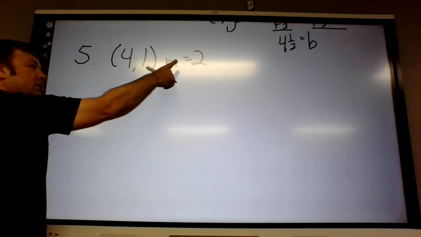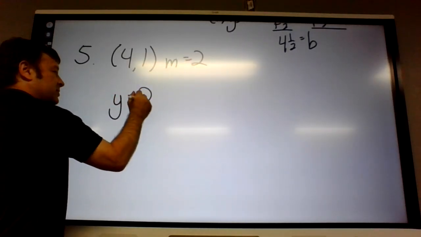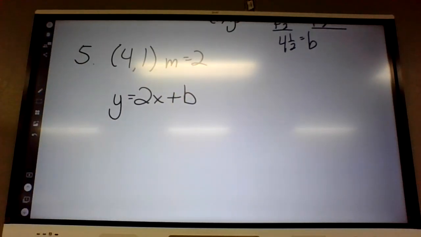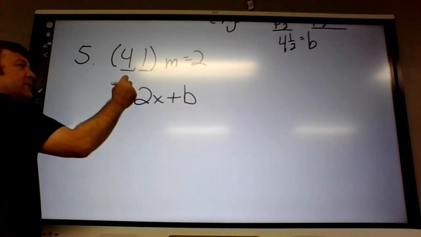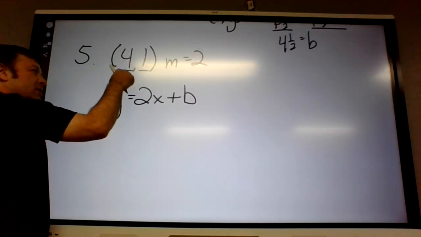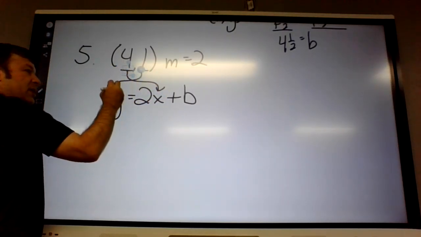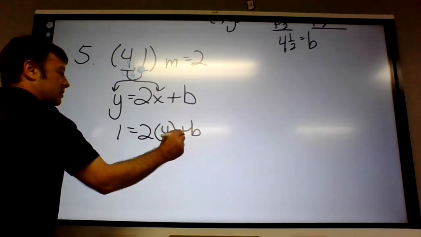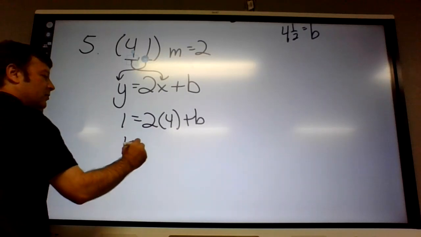Okay, so we know the slope is 2 because they just told us that. So it's y equals 2x plus b. How do I find the b value? Right, we can plug in the x and y that they gave us, and if this is a point on the line, it's a solution for the equation. So x goes there and y goes there. So 1 equals 2 times 4, plus... 2 times 4 is 8.